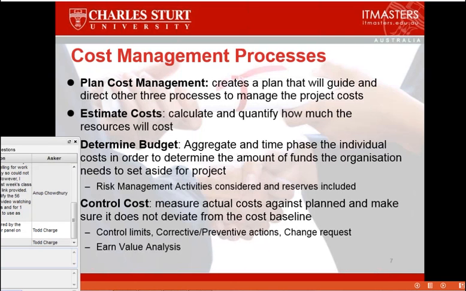We end up with cost control, which is all about controlling the costs, not at the end of the project, but as we're going through the project. And we consider things such as control limits, corrective and preventative action. In other words, after we've determined if there's something that needs to be done, we need to undertake those actions. A change request might arise because we've realized that we cannot meet our budget, and therefore we've got to look for additional funds.